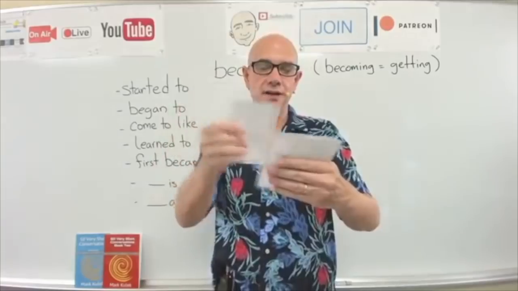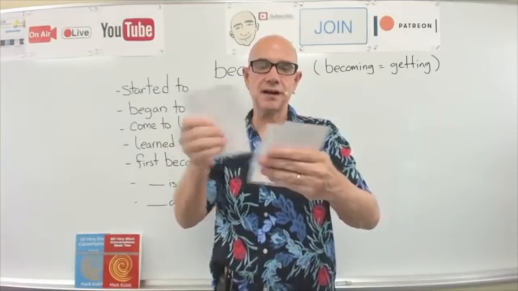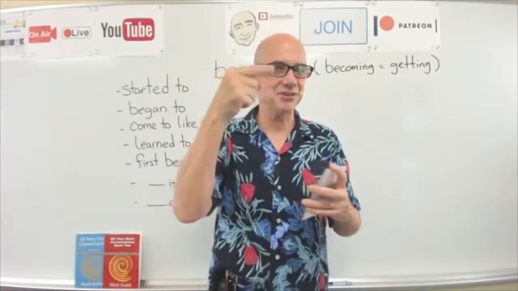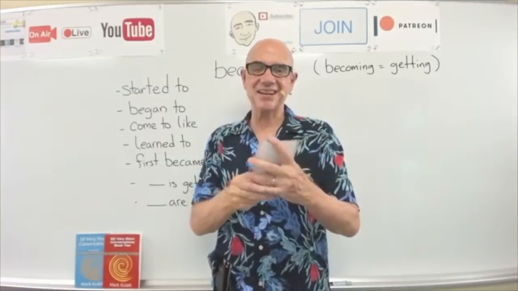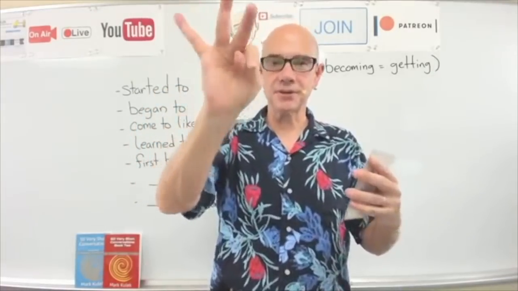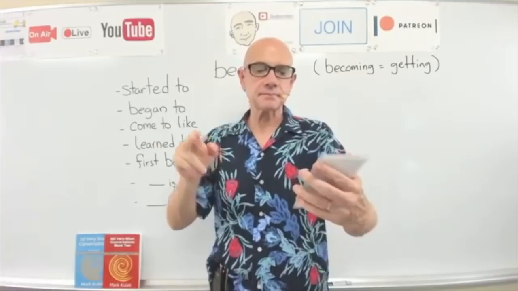There are 1, 2, 3, 4, 5, 6, 7, 8 cards. We're going to shadow 8 cards together, you and me. Okay, good. Let's start. Ready? Here we go. 5, 4, 3, 2, 1.